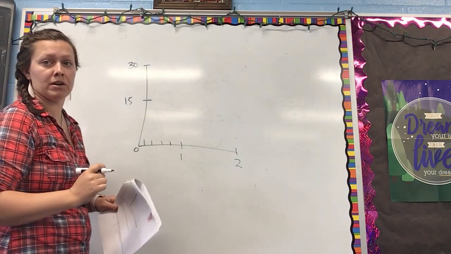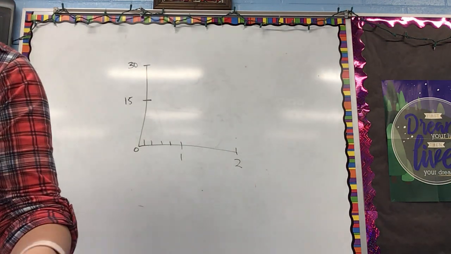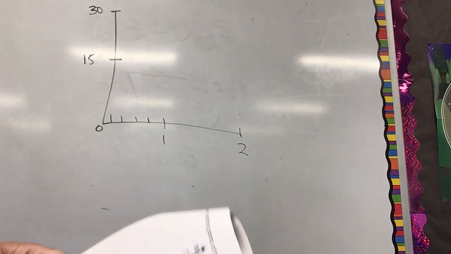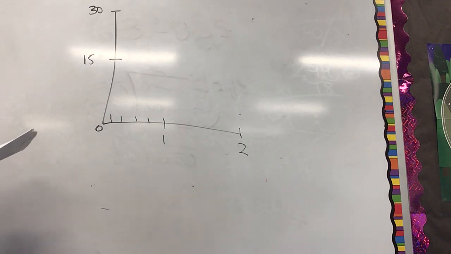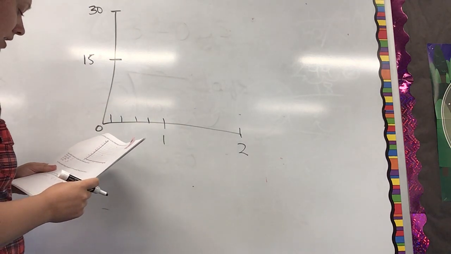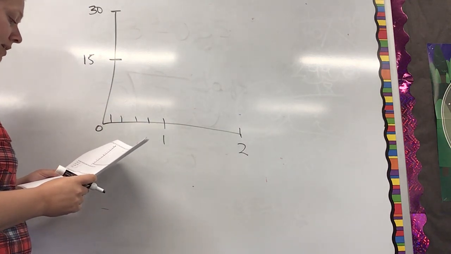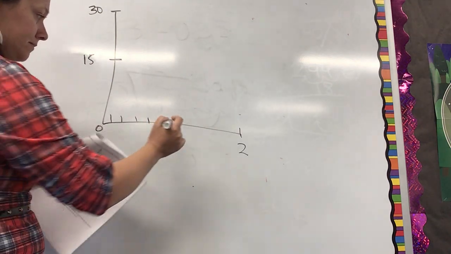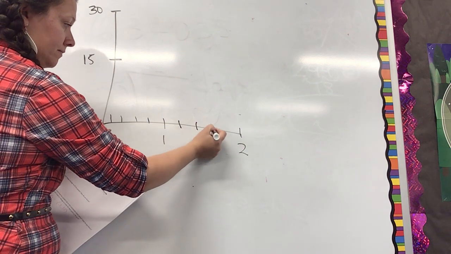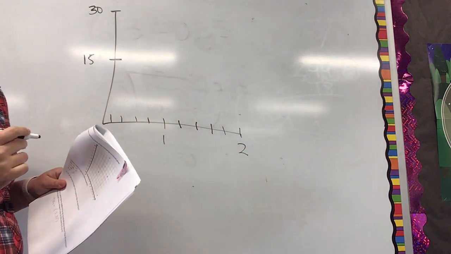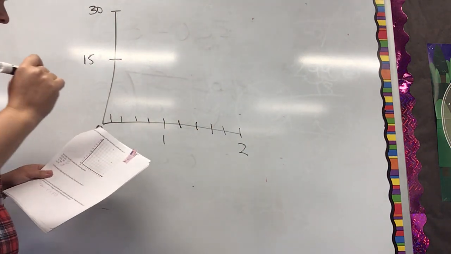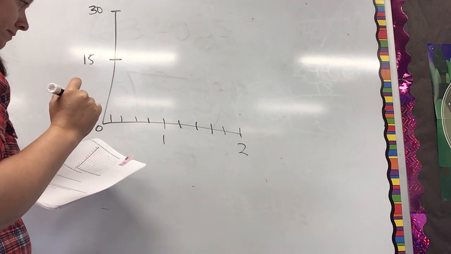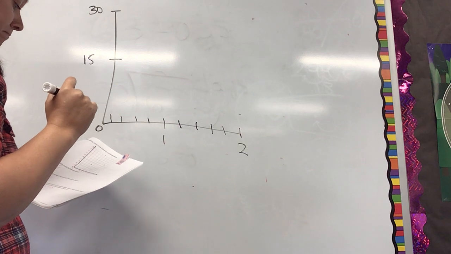What numbers are missing? I want to know specifically what numbers are missing. Mimi? 0.8 and 1.6. Yes, those are missing. 0.8 and 1.6 are missing. Where would they fall here? Mimi? Well, the 1.6 would be like close to the 1.